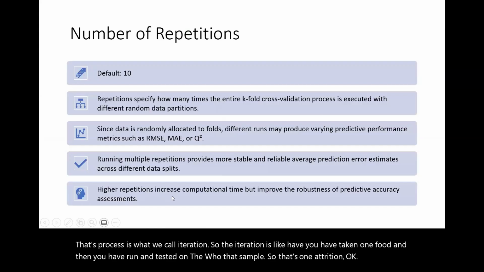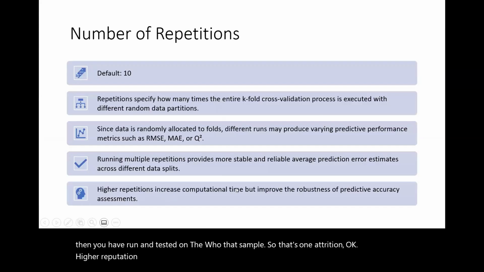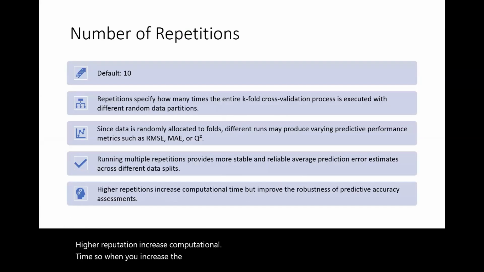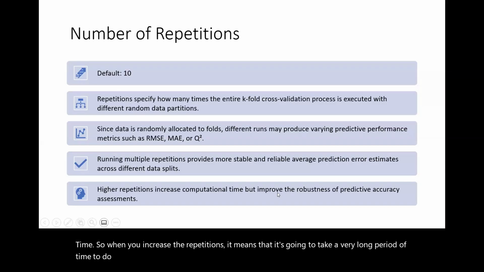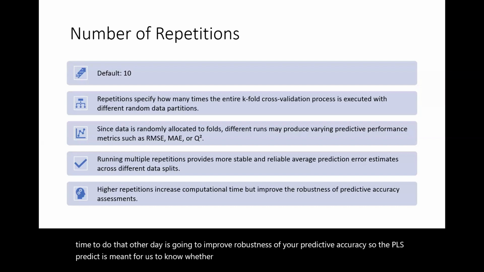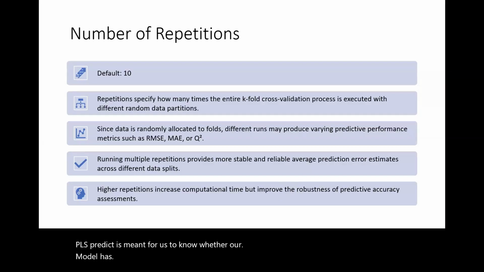Higher repetition increases computational time. When you increase the repetitions, it's going to take a very long period of time to run. At the end of the day, it's going to improve the robustness of your predictive accuracy. So the PLS predict is meant for us to know whether our model has accurate predictive value.